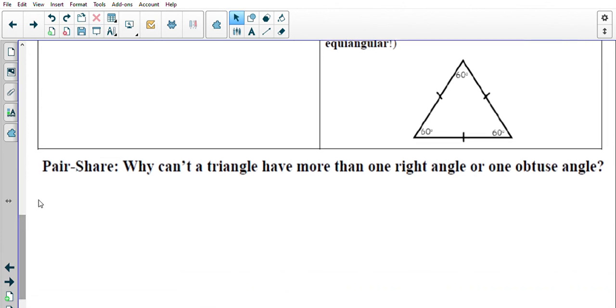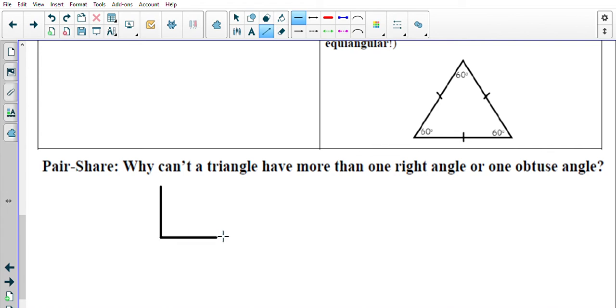Now we typically do this as a pair share, but obviously this is a video. So the question at the bottom of your page says, why can't a triangle have more than one right angle or one obtuse angle? So if we create a triangle with a right angle, I'm going to start by putting two of our sides that form a right angle. I know I should probably put that box there, but bear with me. This is a right angle.